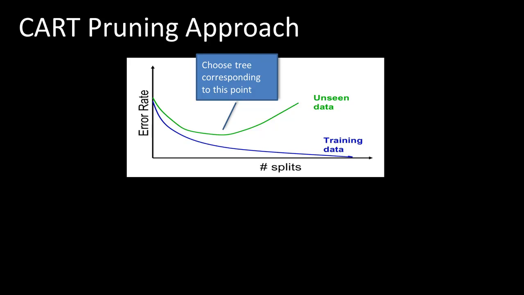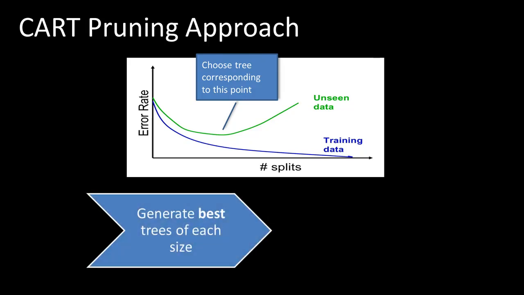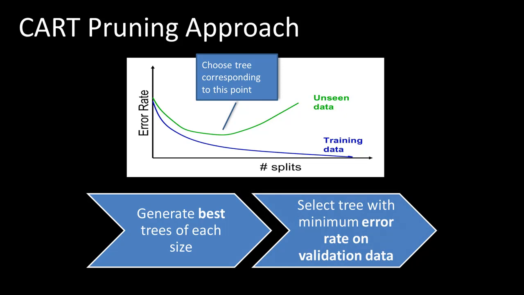Because the tree with 5 nodes is the one that performed best on the validation data, that is our final tree. So that's really the process that we're going to use: generate the best tree for each size and select the tree with minimum error rate on the validation data out of all these trees.